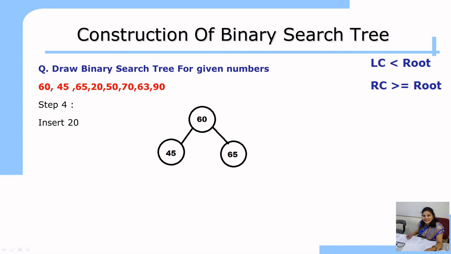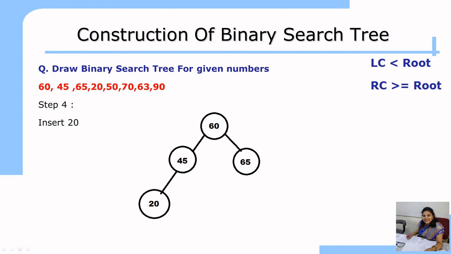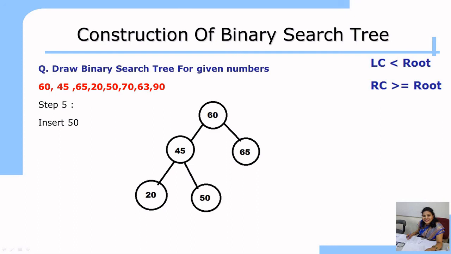Next step is to insert 20. Again compare 20 with 60. 20 is less than 60, so go to the left side. 20 is less than 45, so 20 will be the left child of 45. Next is insert 50. So again compare 50 with the root node. 50 is less than 60, so go to the left side. Again compare 50 with 45. 50 is greater than 45, so 50 will be inserted as the right child of 45, like this.